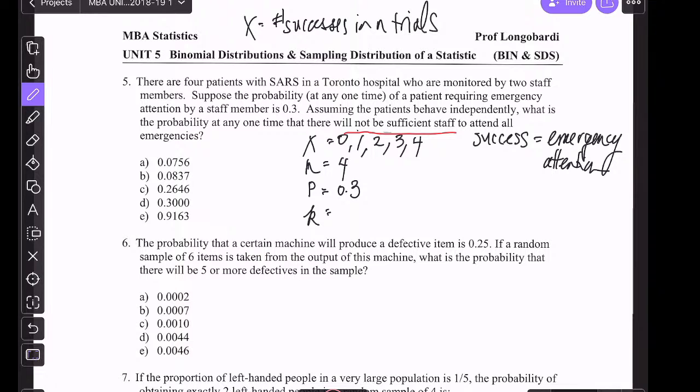How many staff members are there? Two staff members. And presuming, I guess that's a hidden assumption here, that only one staff member can attend to one patient at a time. So each patient needs one staff member if they need emergency attention.